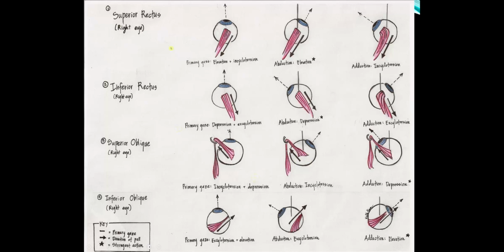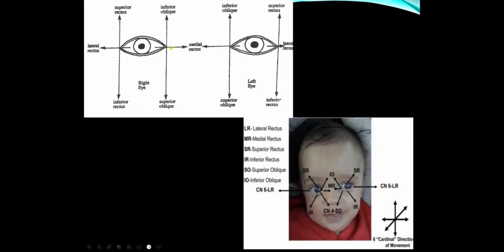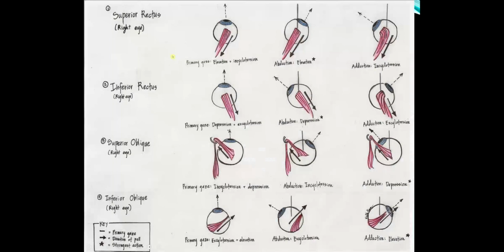So notice the superior rectus. We said from the previous slide, the superior rectus, you want to think of that as mainly looking up and out.